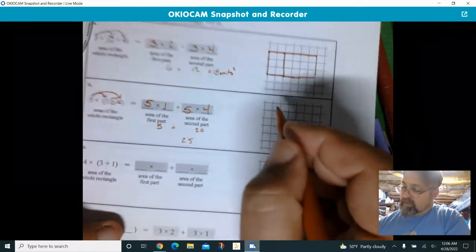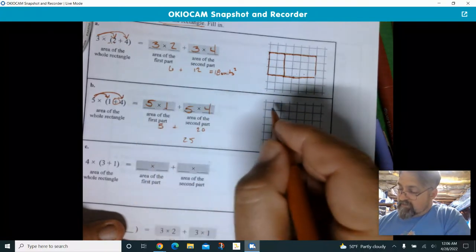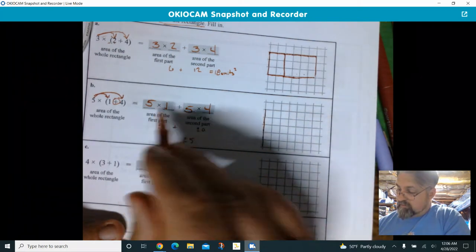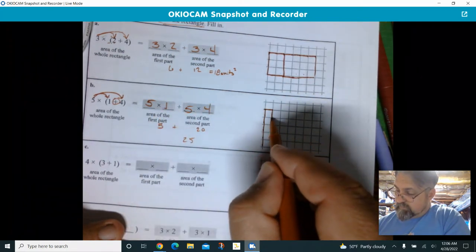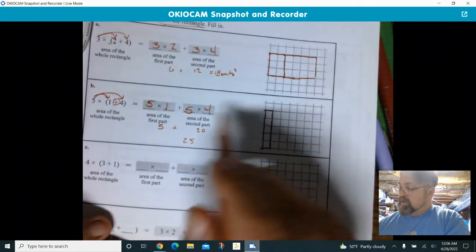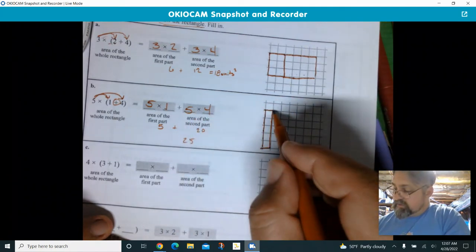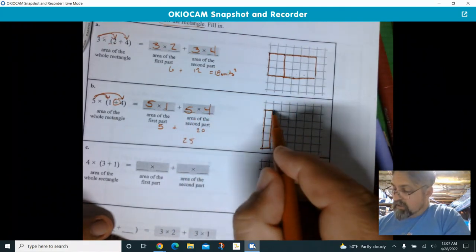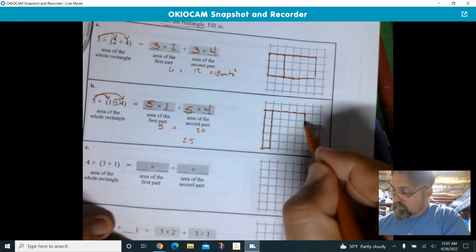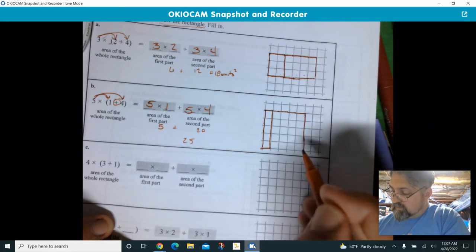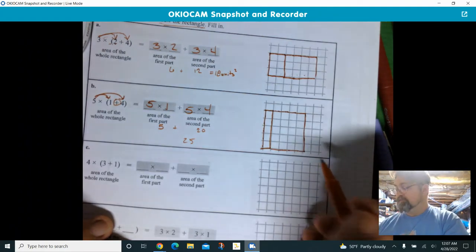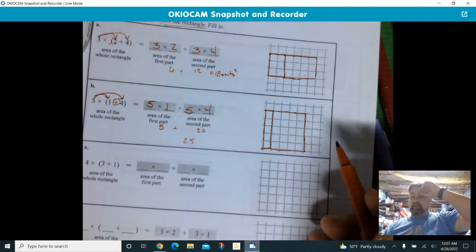Let's see what we have. First time is going to be 5. 1, 2, 3, 4, 5 by 1. Okay. Our next one is going to be 5 by 4. We still have our 1, 2, 3, 4, 5 tall by 1, 2, 3, 4. One, 2, 3, 4, and that would be 5. There we go. That's what it looks like.